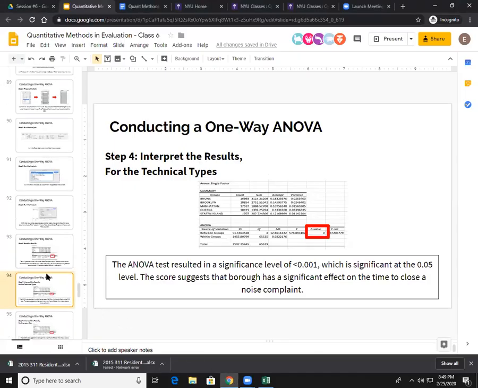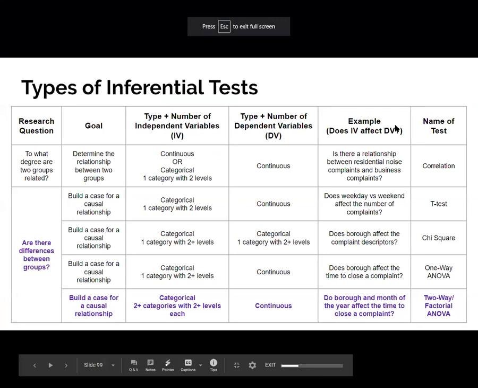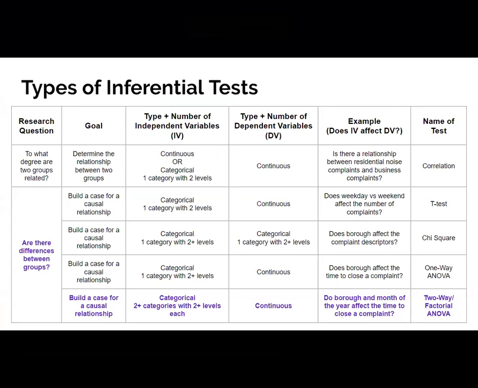If I wanted to dig deeper, here's a challenge question. I'm going to pull up my table. If I wanted to dig deeper and I said, okay, I want to know more about the Bronx and the time to close, which descriptors, or are there descriptors that have a more significant impact on time to close than others? Which test would I run? First of all, which one's the independent variable? If we're looking at descriptors and time to close.